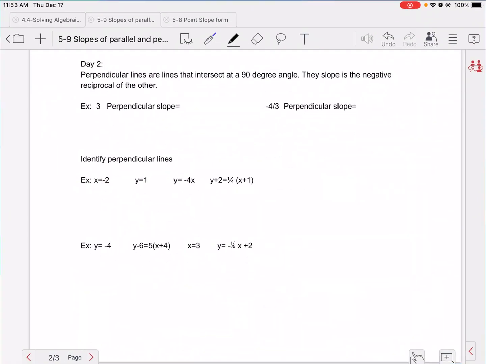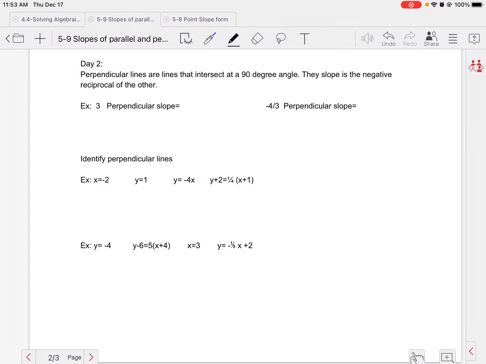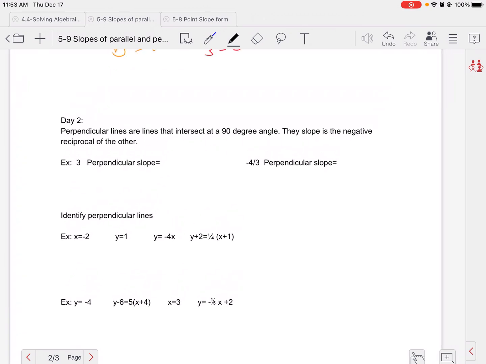Now, hopefully you've heard of perpendicular lines before. Perpendicular lines are lines that intersect at a 90-degree angle, so like this, and we'll have our little square there. And their slope is the negative reciprocal of the other. That sounds kind of scary, but it's not that bad.